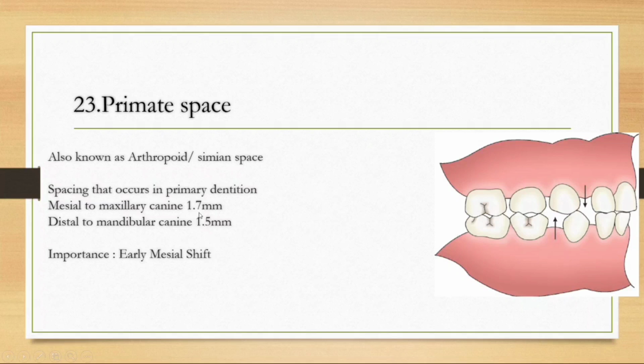That is the space present mesial to the maxillary canine and distal to the mandibular canine. In upper it is 1.7 millimeter and in lower it is 1.5 millimeter. It helps in early mesial shift, and leeway space of Nance helps in late mesial shift. So physiological space is a natural space between all the teeth, but primate space is particularly present mesial to canine on upper and distal to canine on lower. The leeway space of Nance is the difference between the deciduous canine and molars with respect to its successors, that is the canine and permanent premolars.